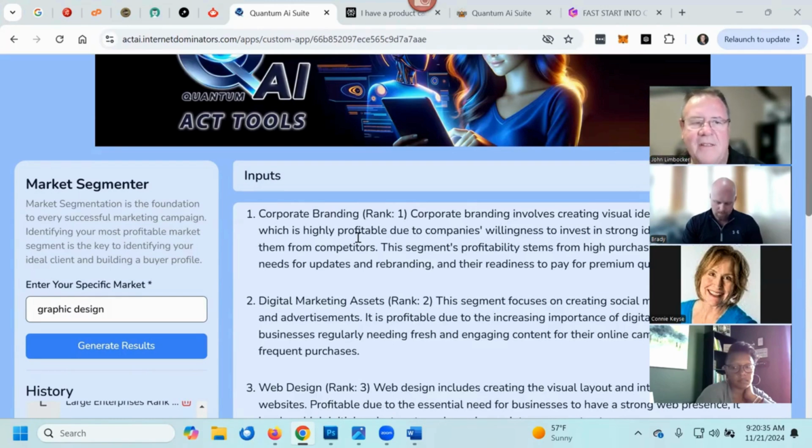This is part of the process. One of the things about a market, I've never seen a market that bought anything. The last time I checked, markets don't have credit cards. People have credit cards. So we've got to figure out who the person is so we can show them how our product is going to change their life.